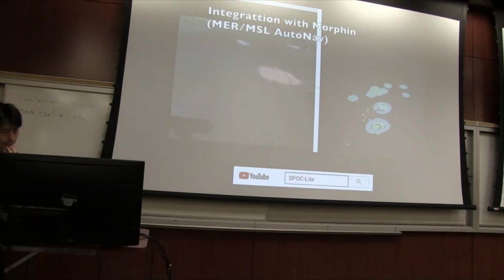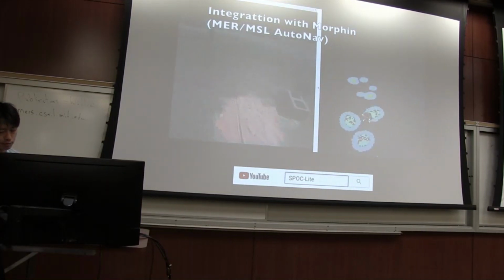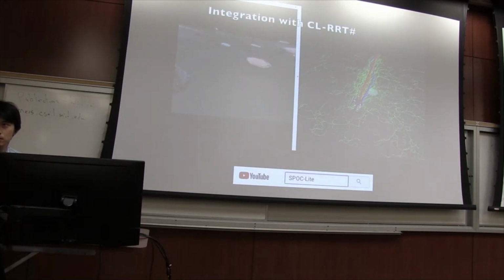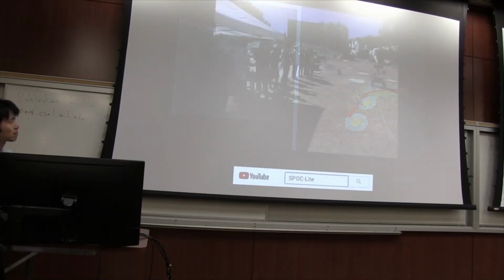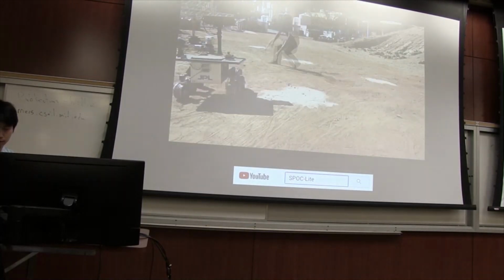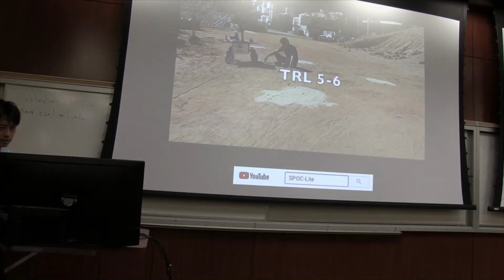Spock Lite was integrated with two navigation algorithms. One is Morphin, essentially the same algorithm as MSL's and MER's AutoNav, but implemented for the Clarity software framework. The other is CL-RRT Sharp Path Planner, a variety of the widely used RRT algorithm, which is known to perform well in a cluttered environment. The integrated capabilities were tested on the Athena rover in the Mars Yard. As a result of the development and validation efforts, Spock Lite has matured into TRL 5 to 6.